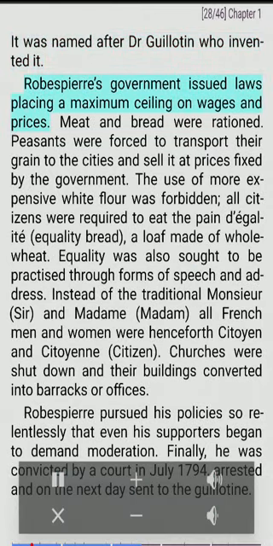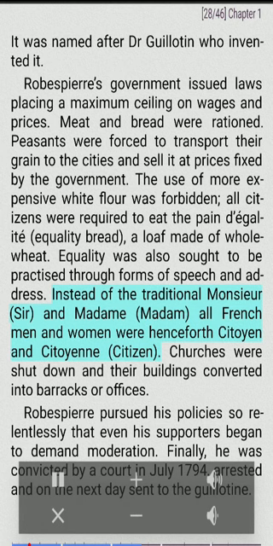The guillotine is a device consisting of 2 poles and a blade with which a person is beheaded. It was named after Dr. Guillotin, who invented it. Robespierre's government issued laws placing a maximum ceiling on wages and prices. Meat and bread were rationed. Peasants were forced to transport their grain to the cities and sell it at prices fixed by the government. The use of more expensive white flour was forbidden. All citizens were required to eat the pain d'égalité, equality bread, a loaf made of whole wheat.